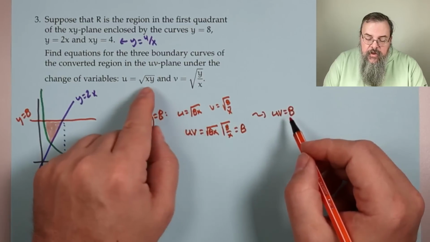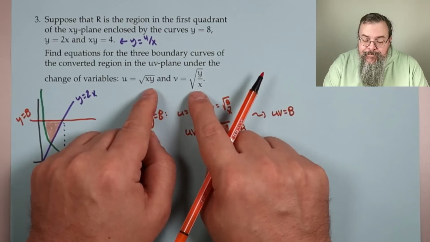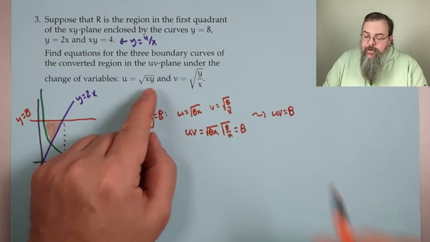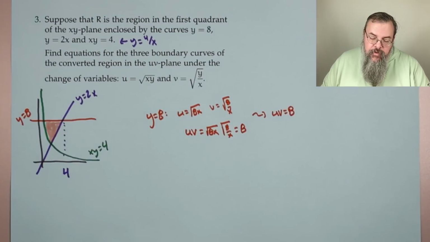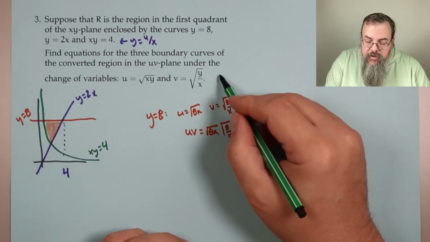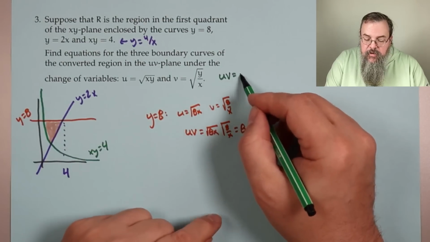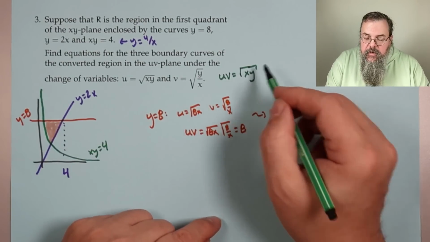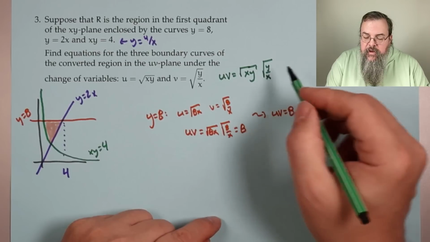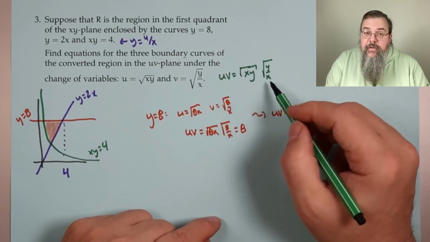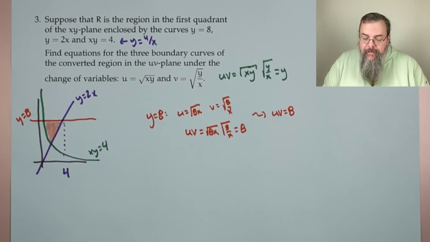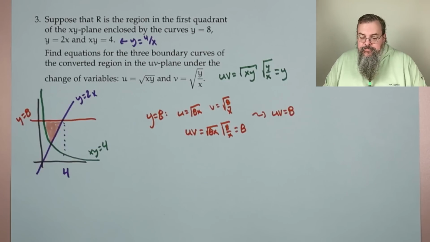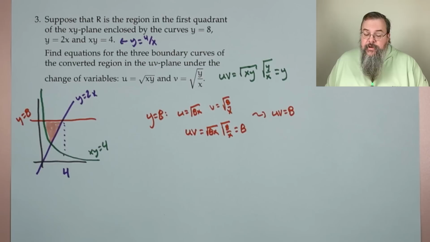And in fact, if you look at what we just did, in general, we can say the following. If you take uv, what happens? You get that u times v is equal to square root of xy times square root of y over x, and the x's cancel, the y's combine, and you get y. Oh, okay, cool, that's nice. So that works in general.